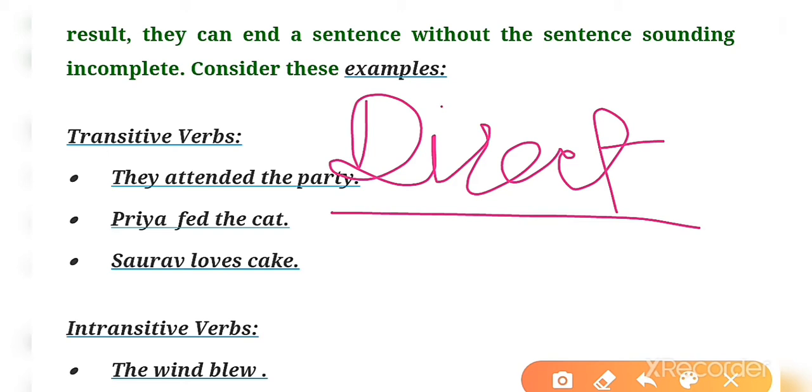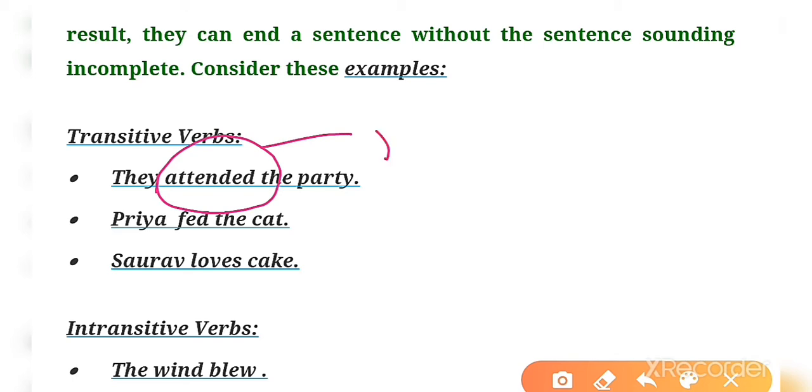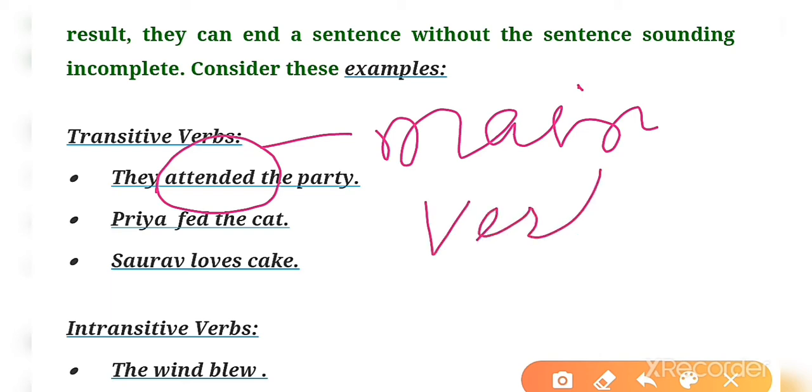You see the example, you will be getting more. For transitive verbs, we can have examples like this. They attended the party. Okay, so here the verb attended is used as a main verb, and it is a transitive sentence. They attend what? The party is the object, so it is very clear that it is used as a transitive verb. Number 2, Priya fed the cat. Again the word fed is used as a main verb. Saurav loves cake, so loves is also a main verb.